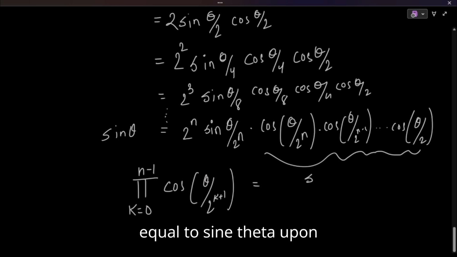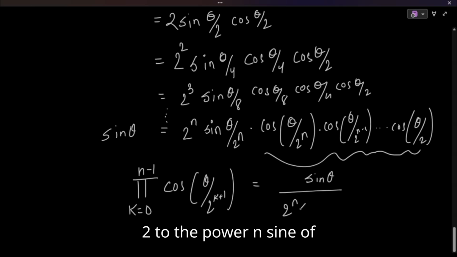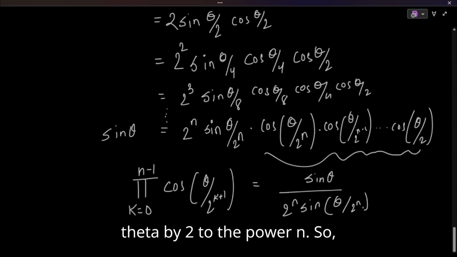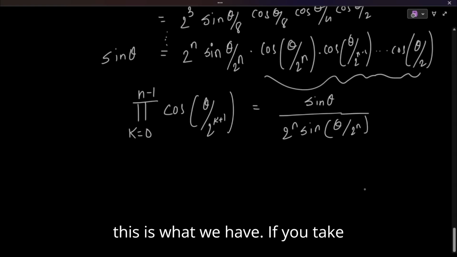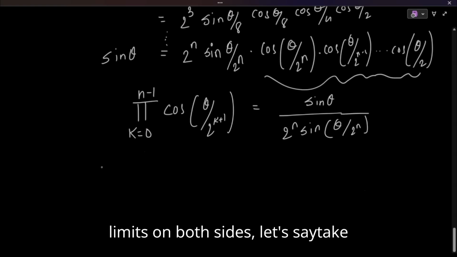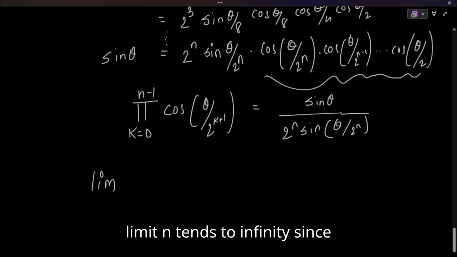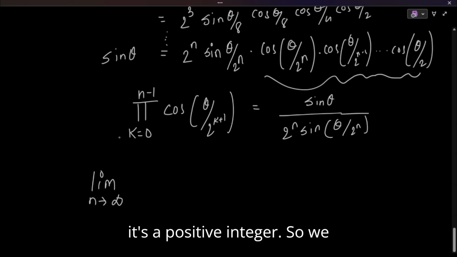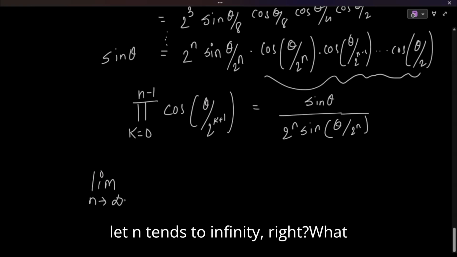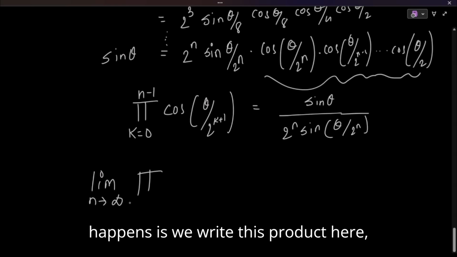This should basically be equal to sine theta upon 2 to the power n sine of theta by 2 to the power n. So this is what we have. If you take limits on both sides, let's say you take the limit n tends to infinity, since n is just a variable here, as we have assumed, a positive integer. So we let n tends to infinity, right? What happens is we write this product up here.